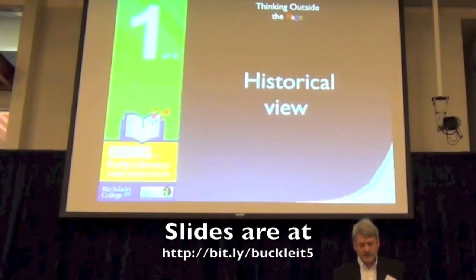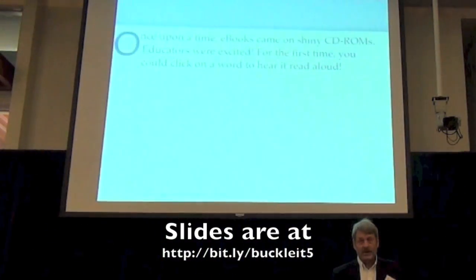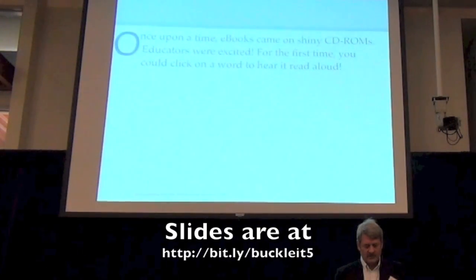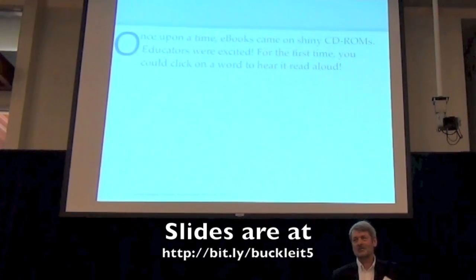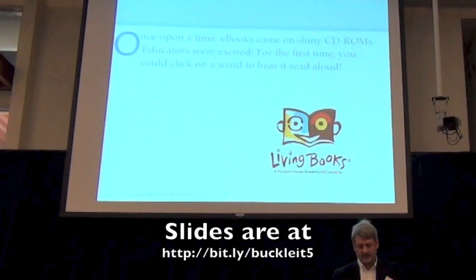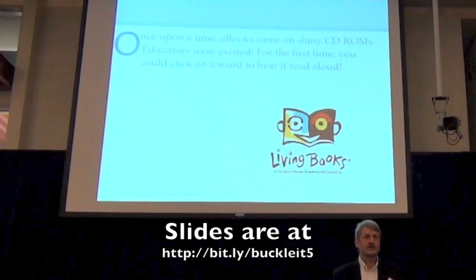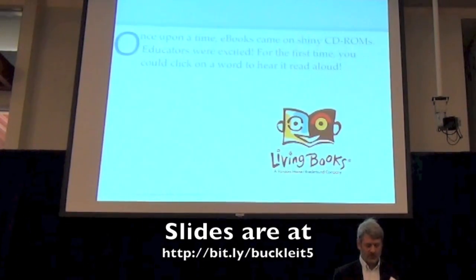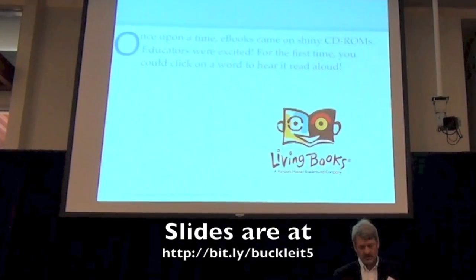The historical view. Once upon a time, eBooks came on shiny CD-ROMs. Educators were excited. We all knew what they were. They were called the living books. Remember those? And eBooks were simple. You bought them for about 50 bucks, put them in your Apple or IBM, and you could interact with them.